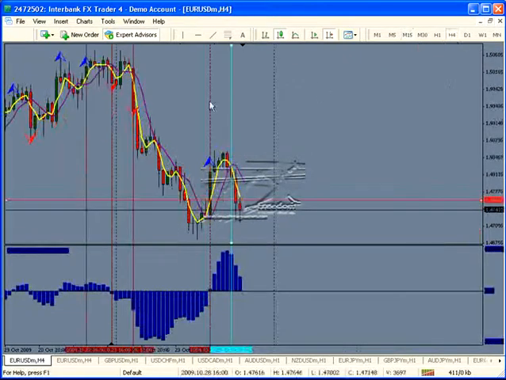So let's go back to the 4-hour. Now we're looking down here at this point on, and we know that this is going to be a big move because you've already seen it happen on the other side of this one.